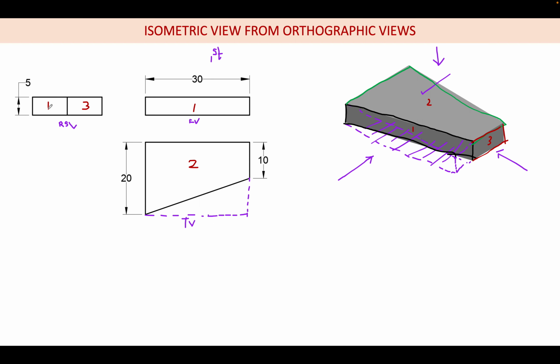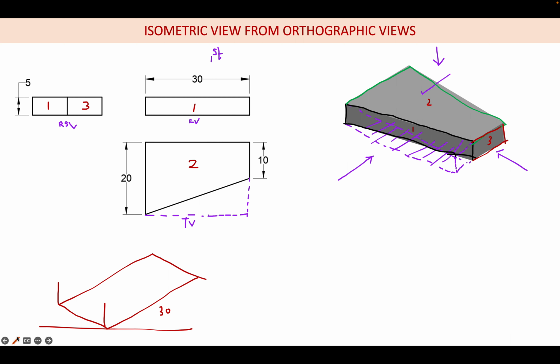So how to draw isometric from orthographic? First of all, we have to mentally visualize. First we need to say that there is a box, 20 mm and 30 mm. So first I draw this box. Let us say I am drawing 30 mm here and 20 mm here, like this, and the height is 5 mm. So I'll draw 5 mm.